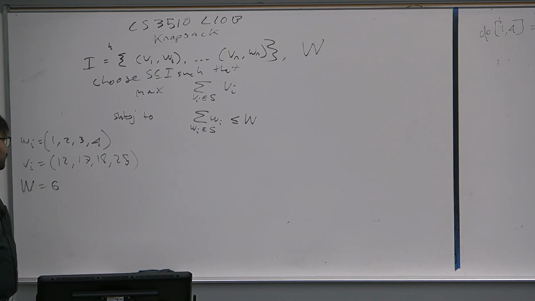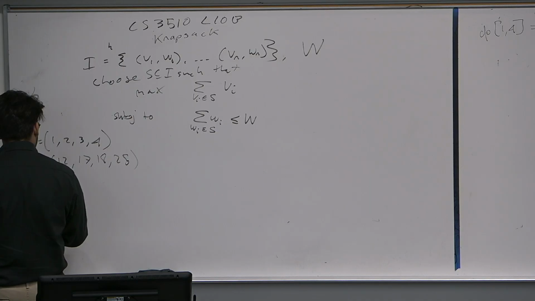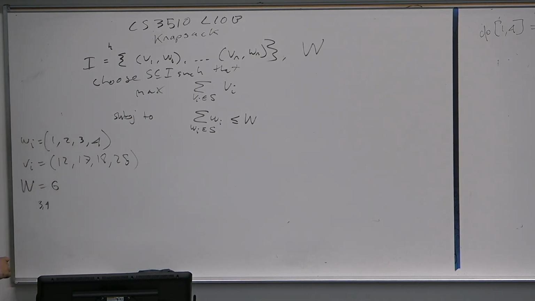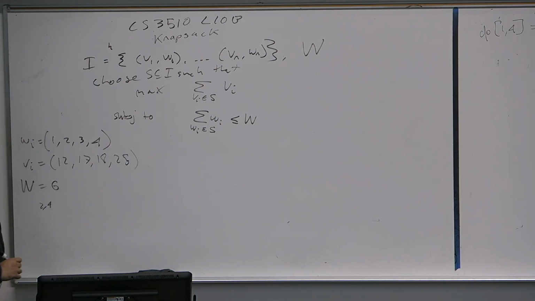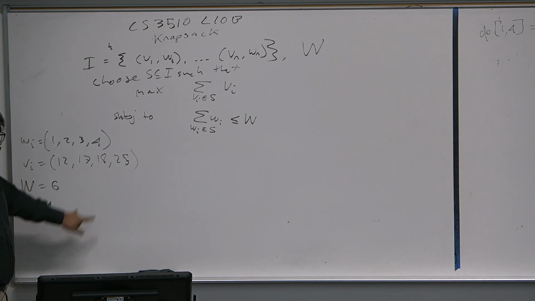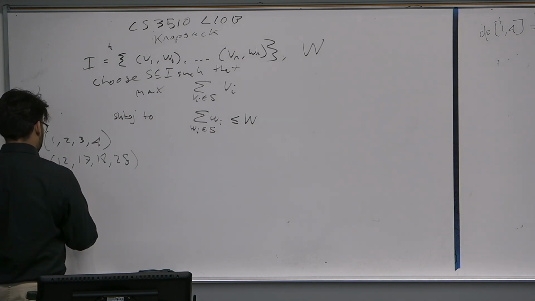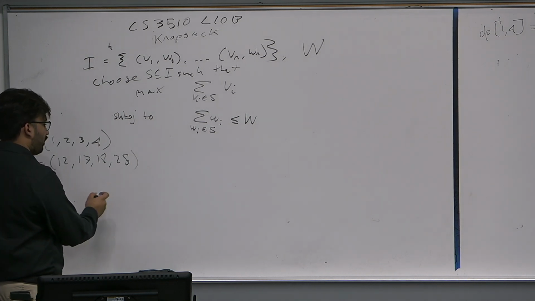Let's just try a few. We could try 3 and 4. If we were to steal 3 and 4, we actually can't. Now that I look at it, 3 plus 4 is 7, so we can't do that. Never mind. What about 2 and 4 then? 2 plus 4 is 6. We can steal item 2 and item 4. So what is 17 plus 25?